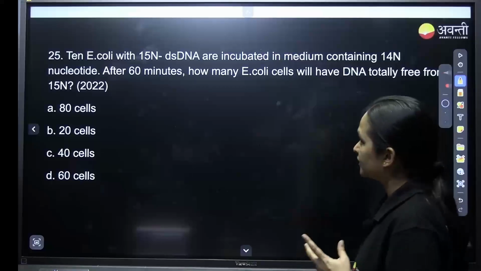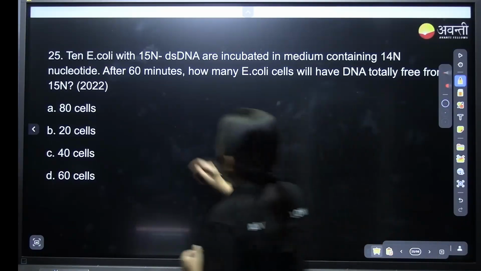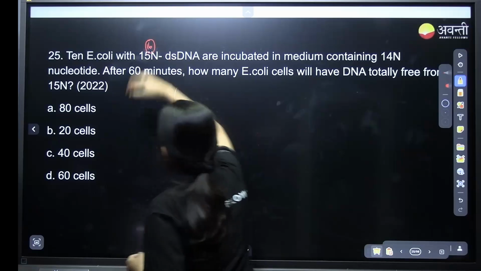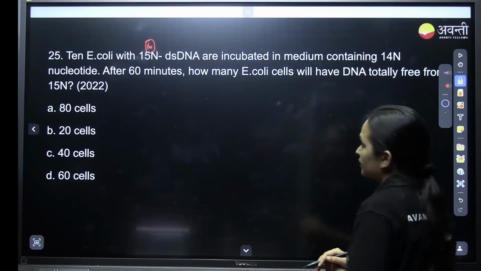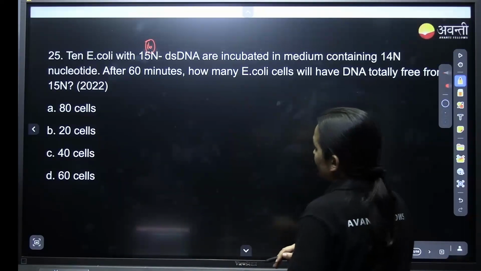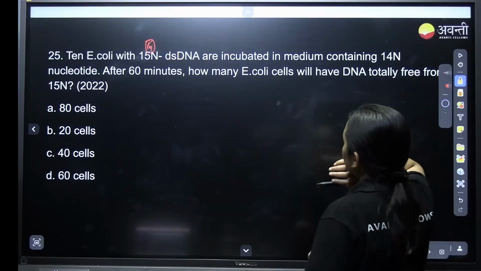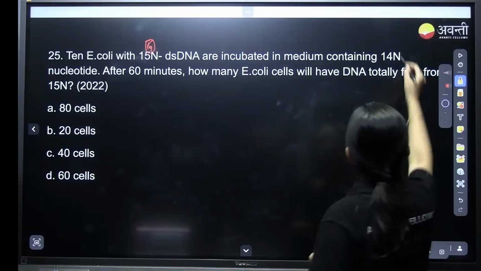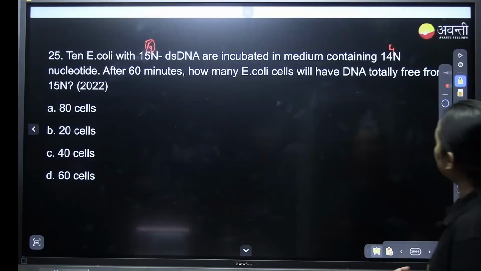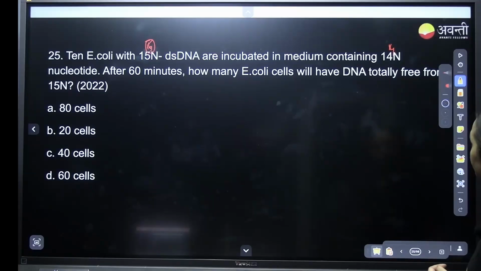10 E. coli with the isotope of nitrogen, which is a heavy isotope, nitrogen 15, dsDNA, are incubated in the medium containing the normal nitrogen 14 nucleotide. After 60 minutes, how many E. coli cells will have DNA totally free from the heavy isotope of nitrogen?